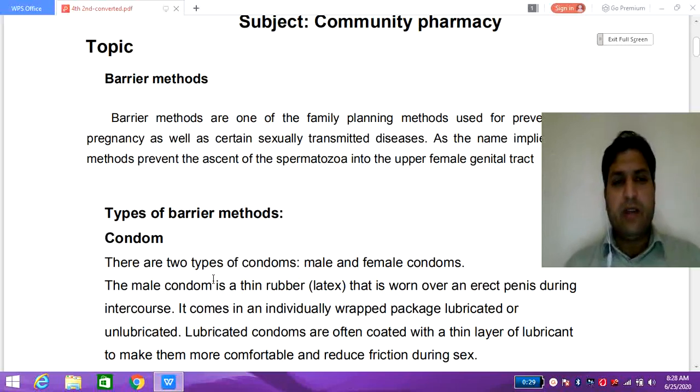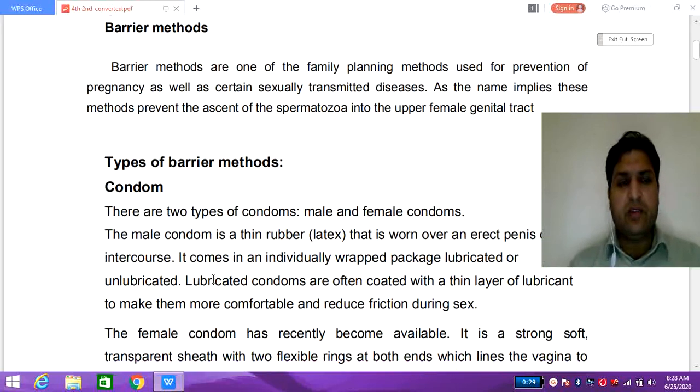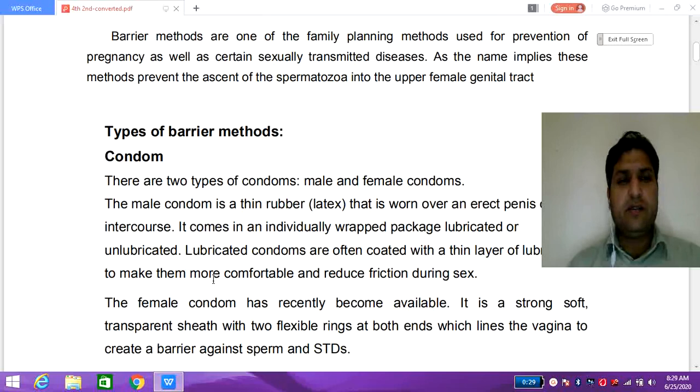So, types of the barrier methods. On priority we have the first one, that is the condom methods. There are basically two types of condom, male as well as female condom. Once we talk about the condom, we mostly think that condoms are available for the male candidate. But one thing to be clear, condoms are available for both the male as well as the female candidate.